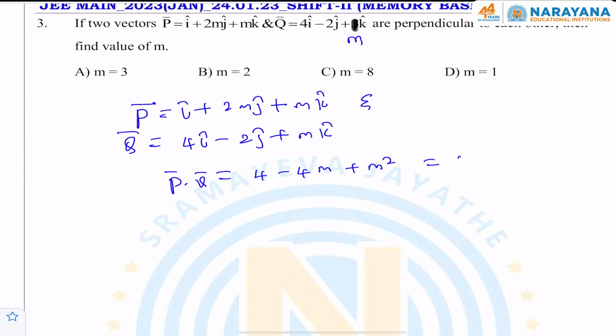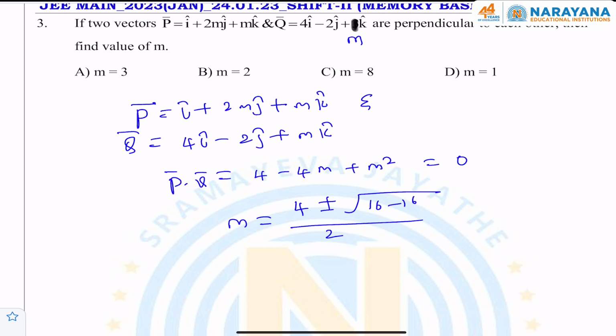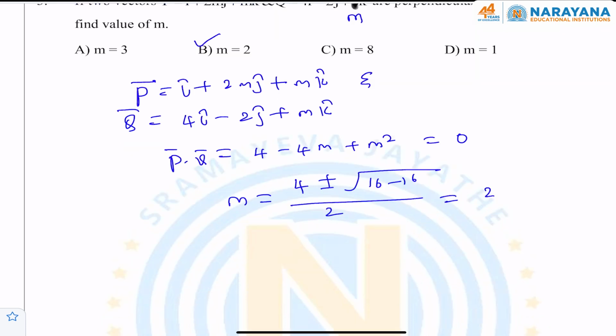Solving it for M, by using the formula minus b plus or minus square root of b square minus 4ac whole by 2a, it is 4 plus or minus square root of 16 minus 16, whole by 2, which comes out to be 2. So here it is given with option B. Next question.